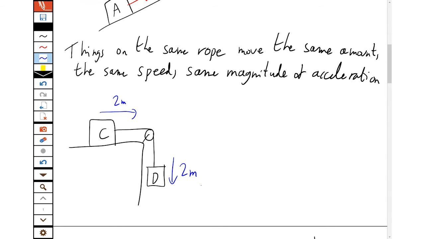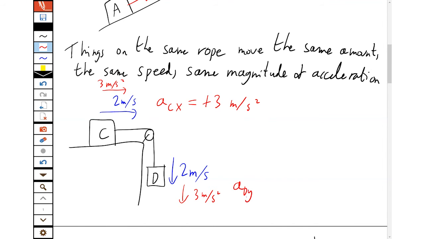So we can see if C had a speed of 2 meters per second, so a velocity of 2 meters per second to the right, then D has a speed of 2 meters per second down, turning it into a velocity. And likewise for accelerations, if C was accelerating 3 meters per second squared to the right, then D would be accelerating 3 meters per second squared down. So C's horizontal acceleration is +3, whereas D's vertical acceleration is -3.